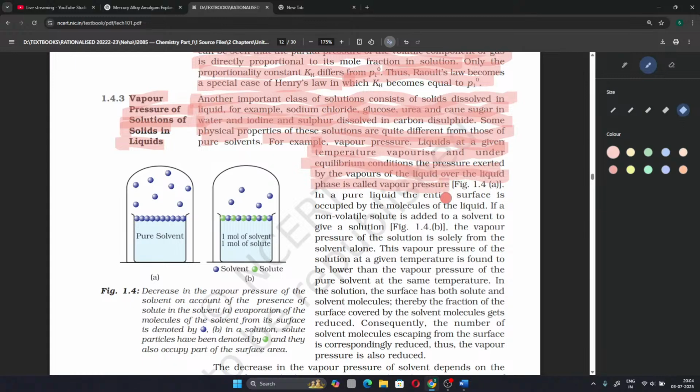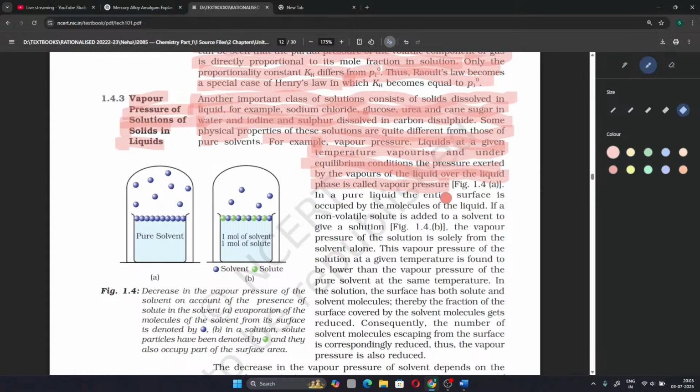Basically, they are saying we can see vapor pressure of solutions of solids in liquids. And they are saying some of the physical properties of these solid in liquid solutions are quite different from those of pure solvents. Okay, they are not comparing liquid solutions to solid liquid solutions here. They are comparing solid liquid solutions to pure solvents. This is actually somewhat a hint to the colligative properties.